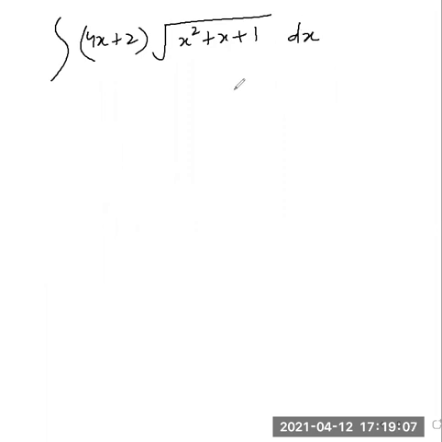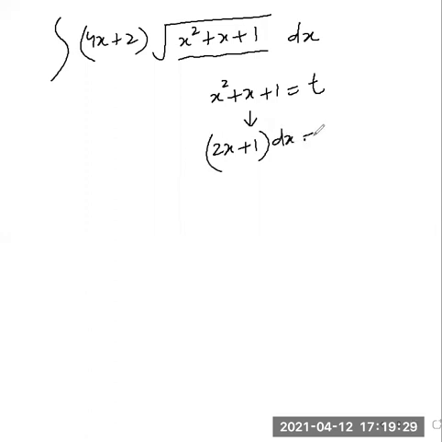Let's do more sums. So now I give you a hint and you do it yourself. Integral of 4x plus 2 into under root x square plus x plus 1 dx. Now what will you let here? What will you imagine here, Gurjot? x square plus x plus 1 is equal to t. So what will be the next step? 2x plus 1 dx is equal to dt.